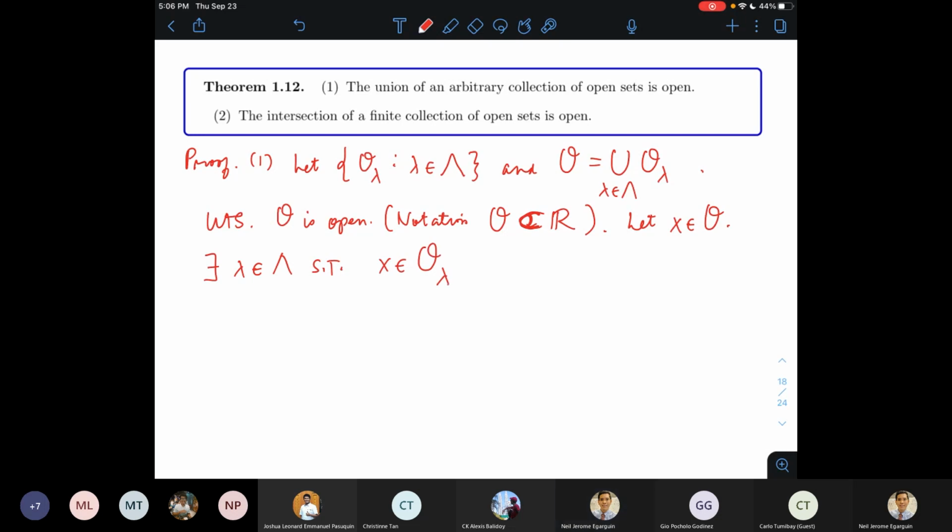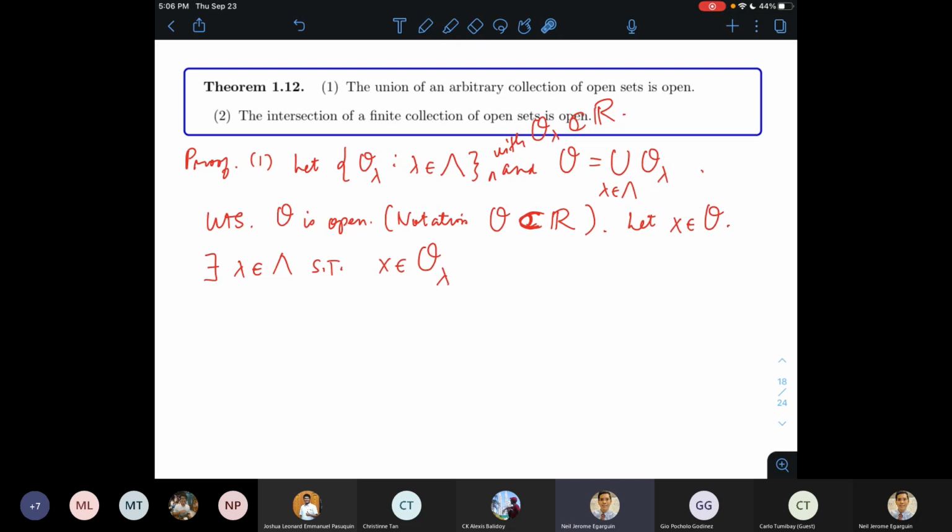Okay? But what do we know about the lambdas or the O sub lambdas? The O sub lambdas are open sets. Probably nakalimutan ko pala siyang sabihin, with big O sub lambda is an open subset of R. Okay? Kasi yun yung assumption. Ang i-union ko ay mga open sets. So dapat yung mga O sub lambda ay mga open sets.